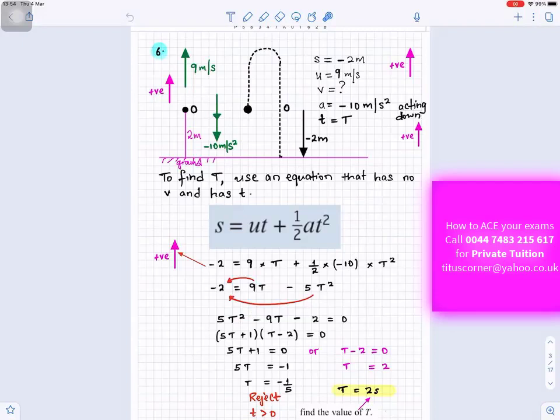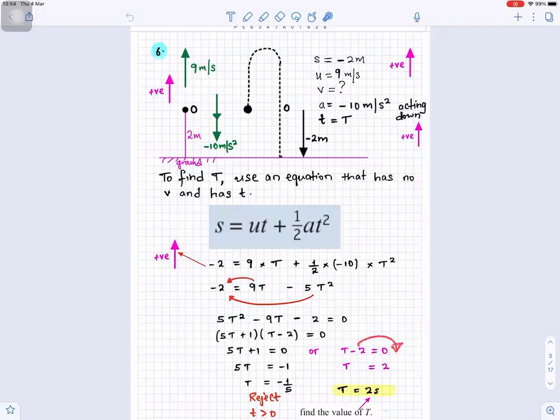When you factorize, you get (5T plus 1)(T minus 2) equals 0. So 5T plus 1 equals 0, or T minus 2 equals 0. So we have 5T equals minus 1, so T would be minus 1 over 5. We'll reject this because we want the time to be bigger than 0. T minus 2 equals 0, so 2 goes to the right, and T becomes equal to 2 seconds. So it says find the value of t. T is 2 seconds.